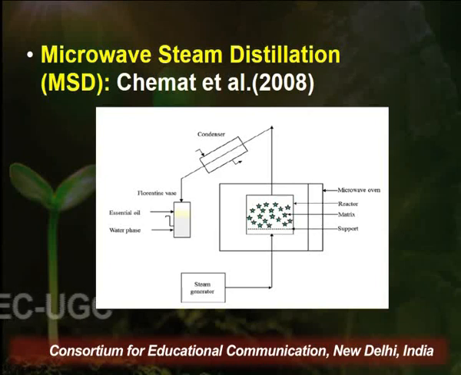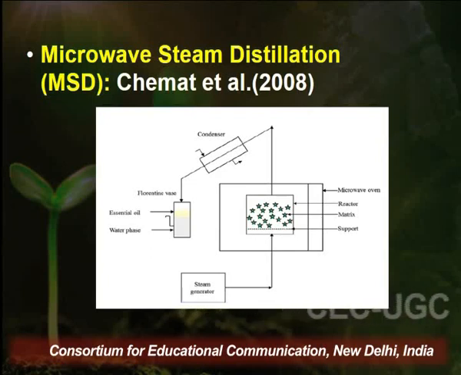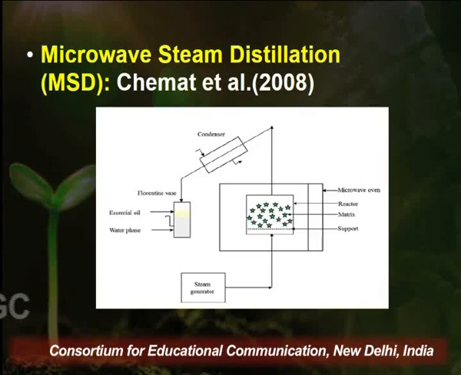and the mixture of the volatile constituent vapors as well as water vapors passes on to the condenser, where both these are condensed, and since both are immiscible, we can always separate the essential oil, which forms the layer above the water, being lighter than the water. So this is nothing but a modification of simple steam distillation with the help of microwave.